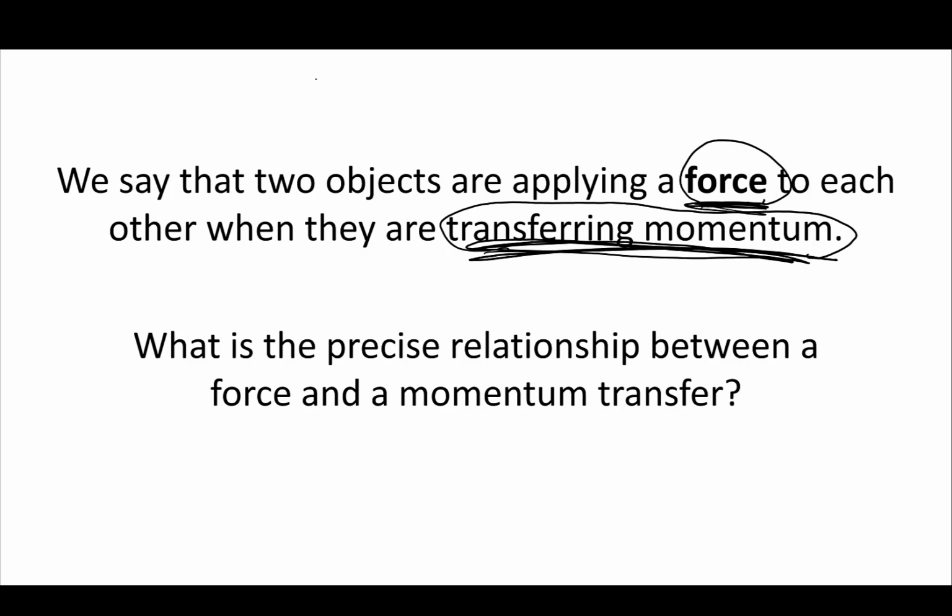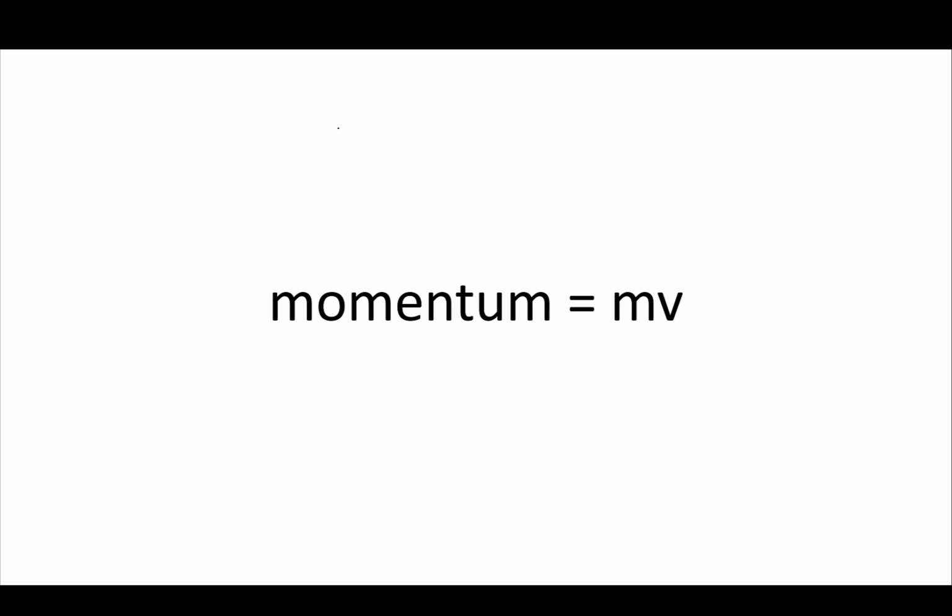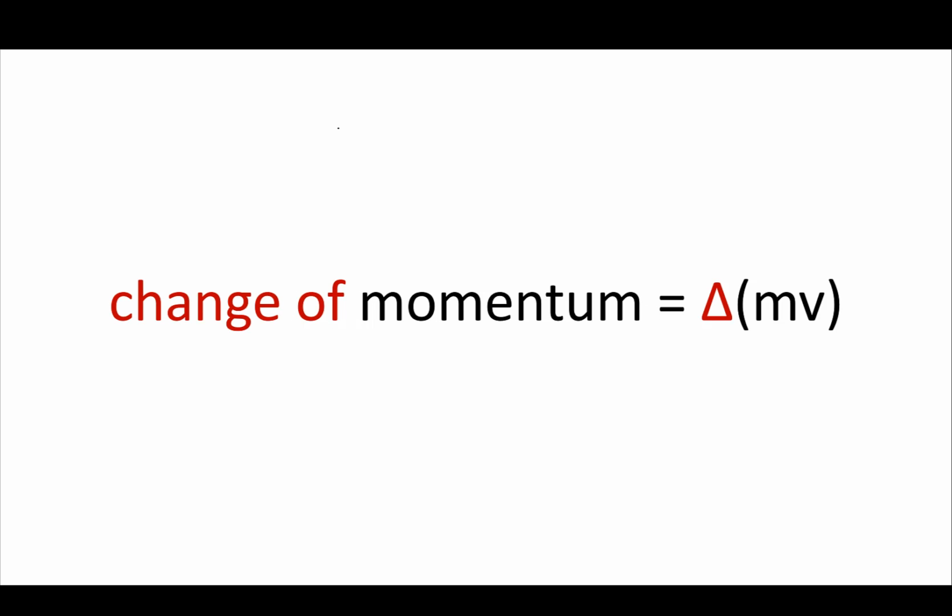I mean, I could tell you this, but this isn't very helpful unless we have an equation that lets us predict exactly what's going to happen. So let's play with some equations and actually get the relationship. Momentum is mass times velocity. The change of momentum is the change of mass times velocity.